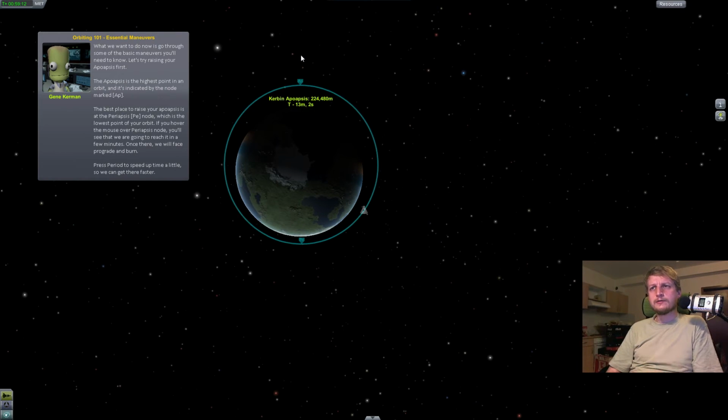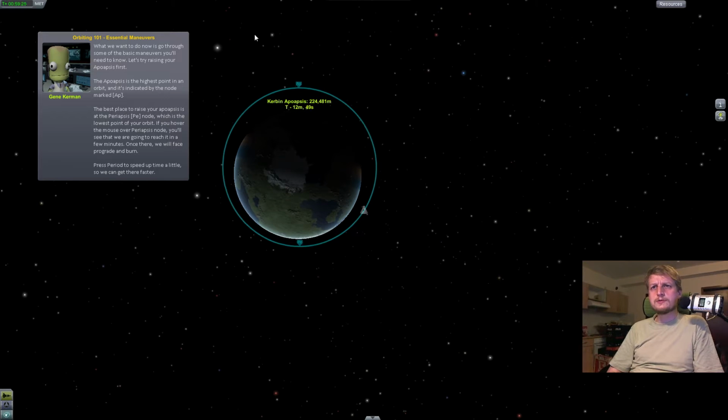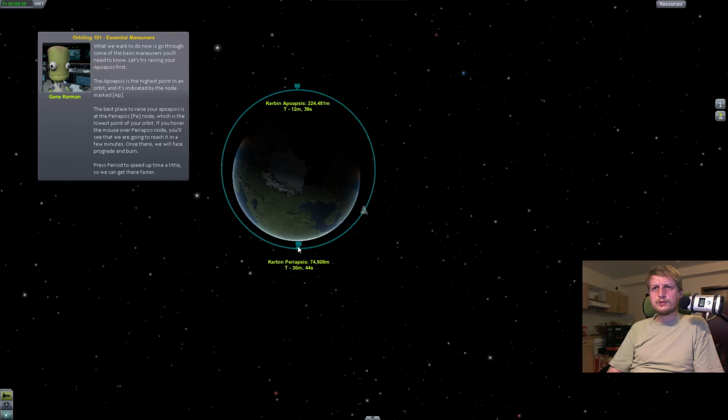No, that's not how you raise it. The best place to raise your apoapsis is the periapsis node, which is the lowest point of your orbit. If you hover the mouse over periapsis node, you'll see that we are going to reach it in a few minutes.